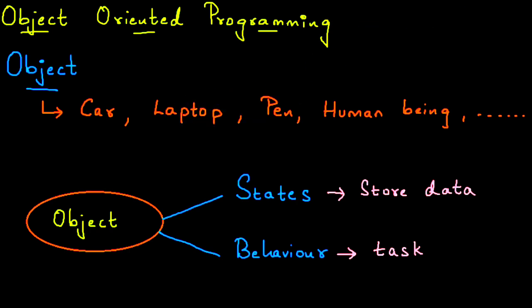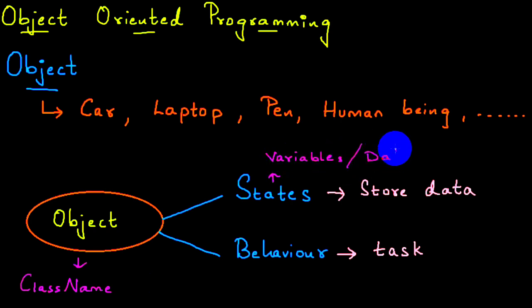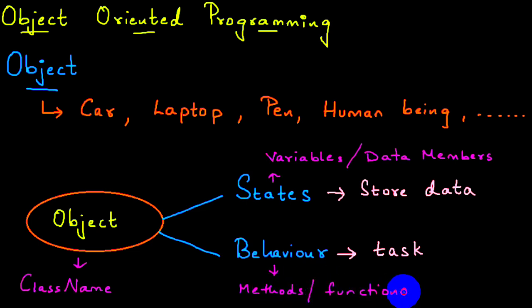I have the answer for it. From a programming perspective, the object name we generally consider as the class name. The states we generally refer to as variables, or we also call them data members. And behaviors we call methods, or we also call them functions. This is what we are supposed to understand when it comes to the programming perspective. Clear, everyone here?